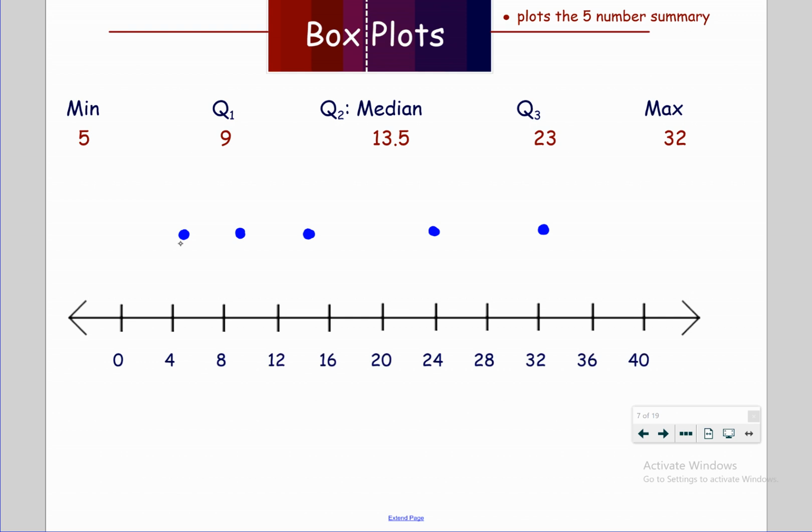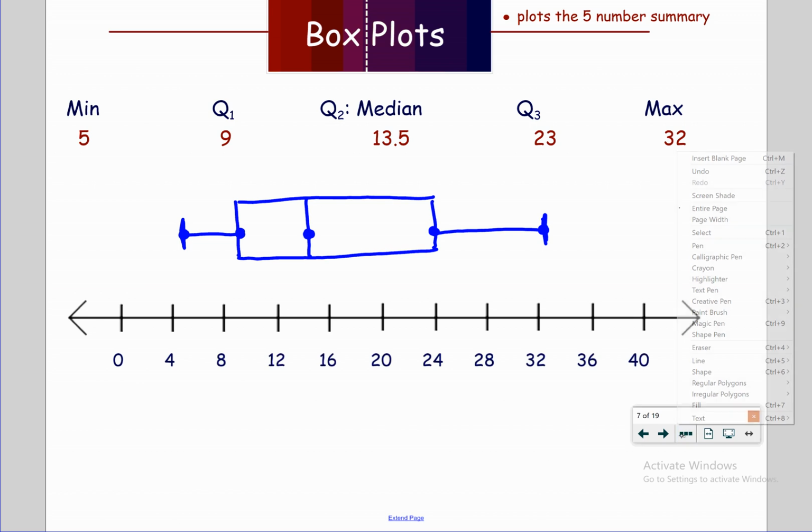Once you have your 5 dots, the 2 pairs that are on the extreme ends are going to form whiskers. Sometimes it'll stay like this. Sometimes you might even see a little tag on the end of them. That's optional. The 3 dots in the middle then form the box. And the median will create a line somewhere in the box.